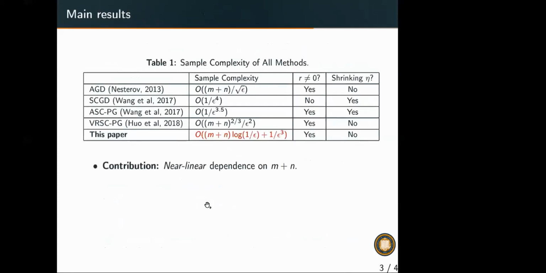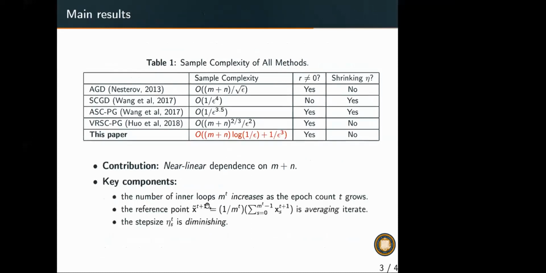In this table, we list the complexity bounds of all methods. Our contribution is to propose the first algorithm that can achieve near linear dependence on m plus n. The key components of our algorithm are three aspects. First, the number of inner loops increases as the epoch count grows. Second, the reference point for the next iteration is set as the averaged iterate. Third, the step size is diminishing.